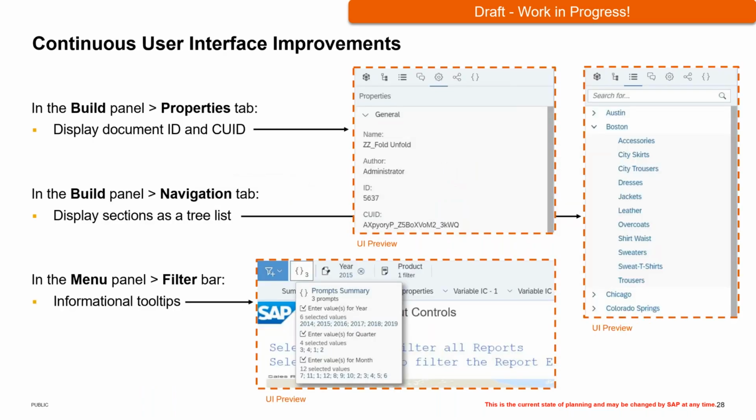Other improvements, we now have both the document ID and the QID that we show in the properties tab of the build panel. In the navigation tab of the build panel, we're showing all of the sections as a tree list that you can roll up and roll down. And we also have informational tooltips available in the filter bar. So again, for that lowest common denominator user who you don't necessarily trust to even understand what they're doing from a filtering standpoint, it lets you put better tooltips in to let them understand what it is that they're trying to do.